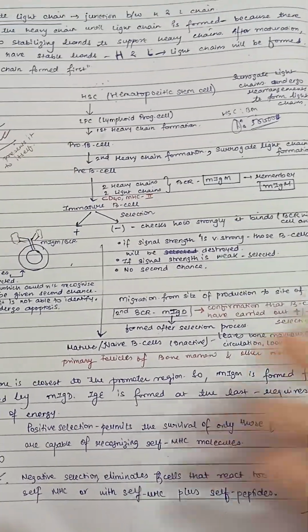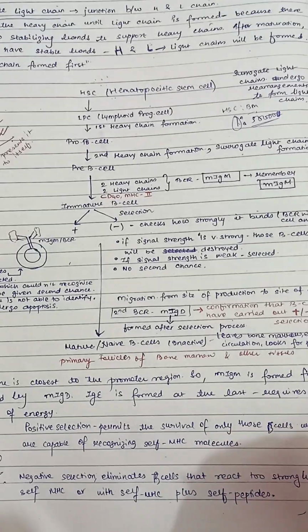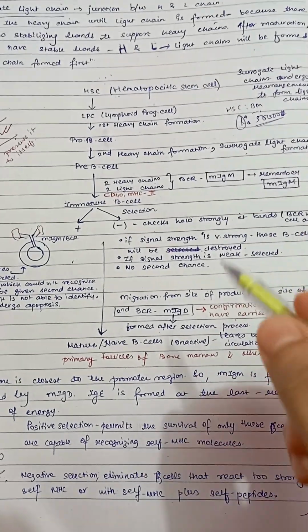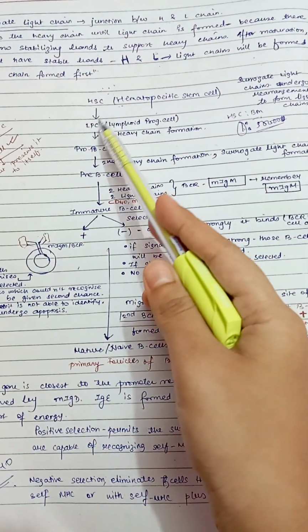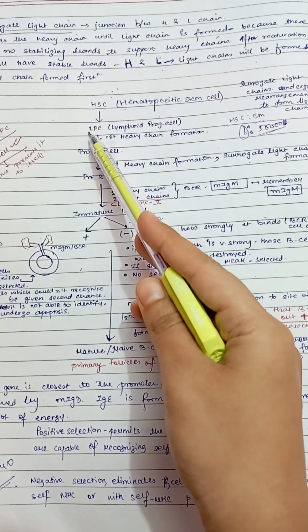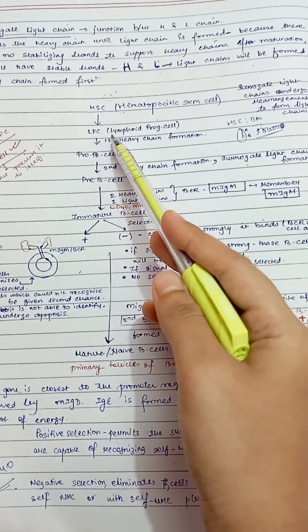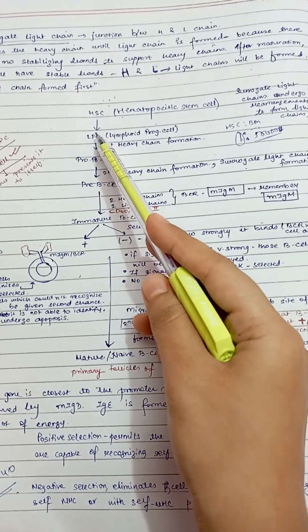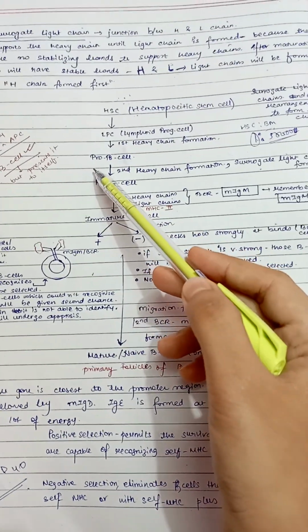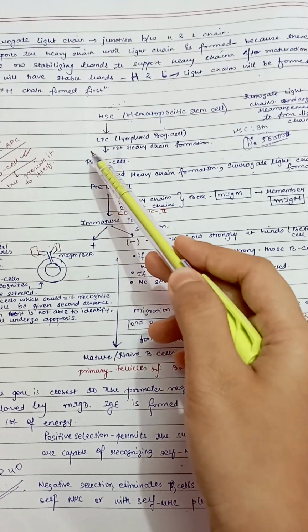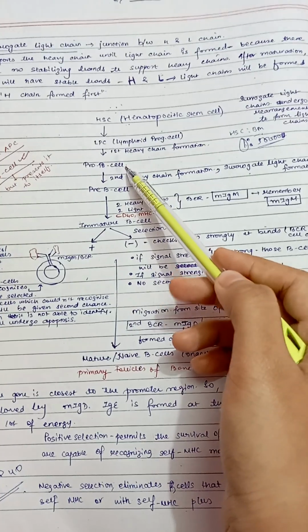Let's say you met an accident or your body is in a critical condition. At that time the HSC will divide and proliferate. HSC will differentiate into LPC. LPC stands for lymphoid progenitor cell. Lymphoid progenitor cell will form the pro B cell. What does pro stand for? Progenitor, progenitor B cell.